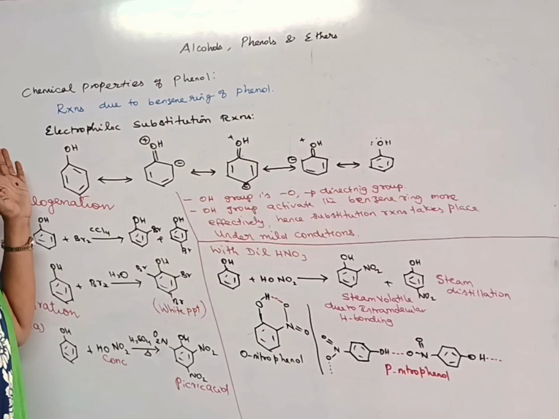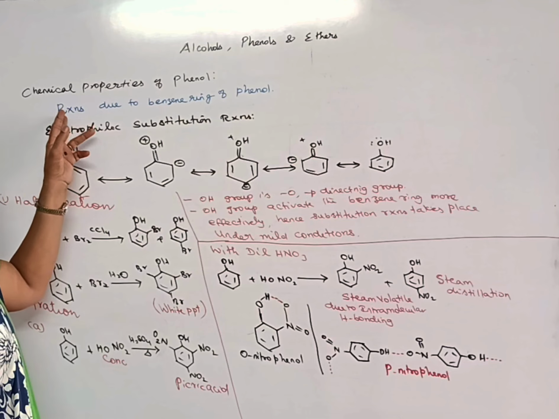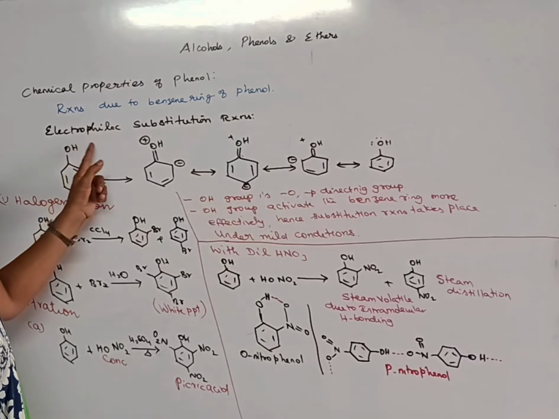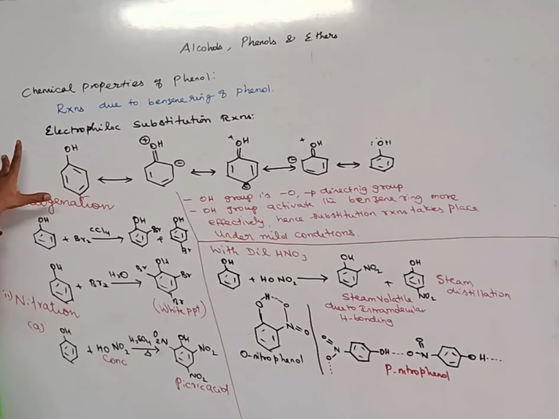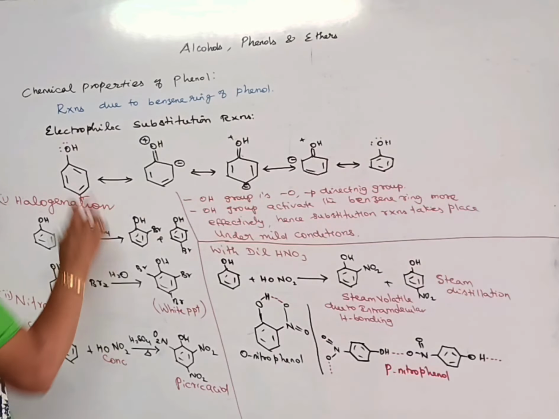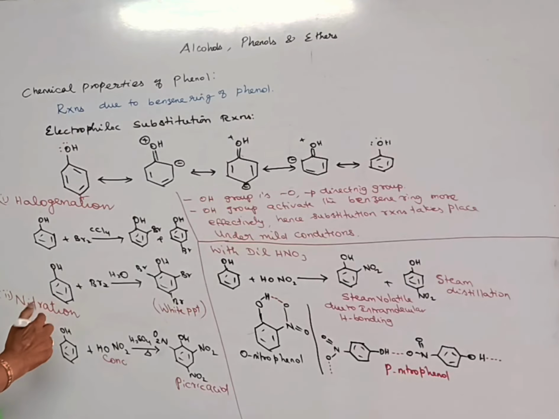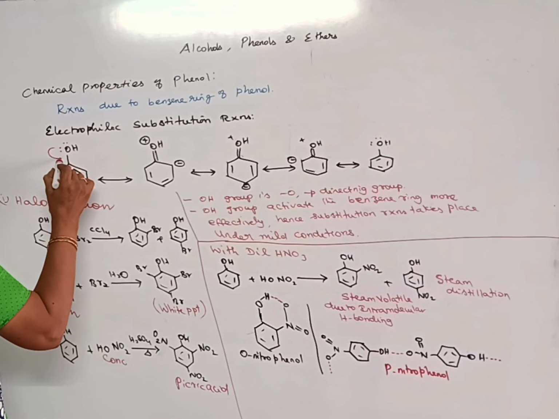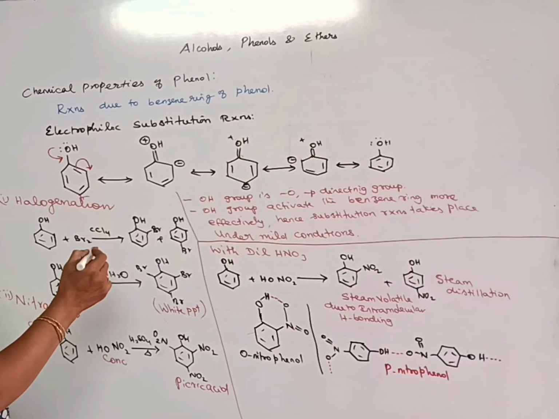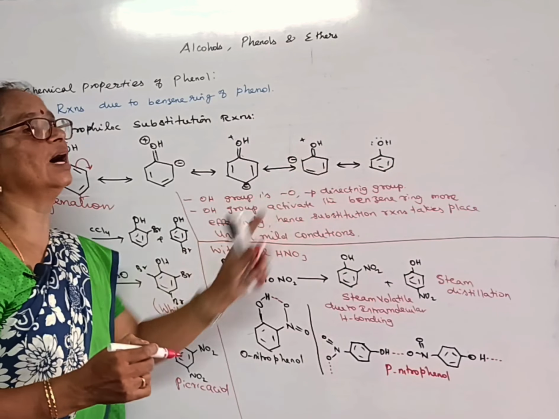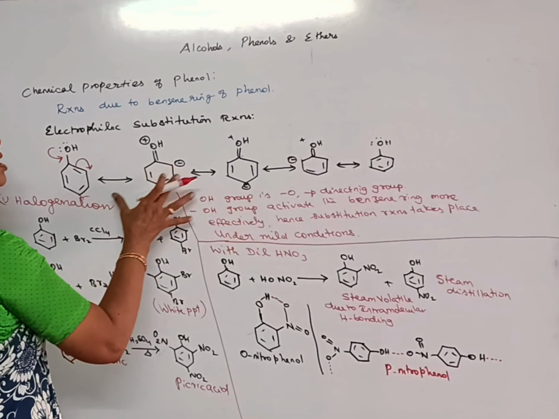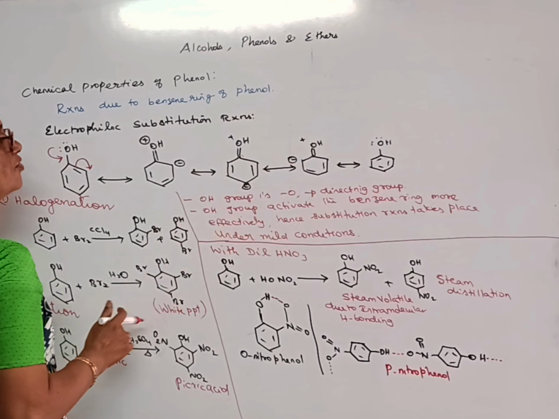The next properties of phenol are the reactions due to the benzene ring. In phenol we have the OH group as the functional group. The oxygen atom of the OH group has 2 lone pairs of electrons. This lone pair of electrons is in conjugation with the benzene ring, and hence the molecule is resonance hybridized. So we get the conjugated structures of phenol.